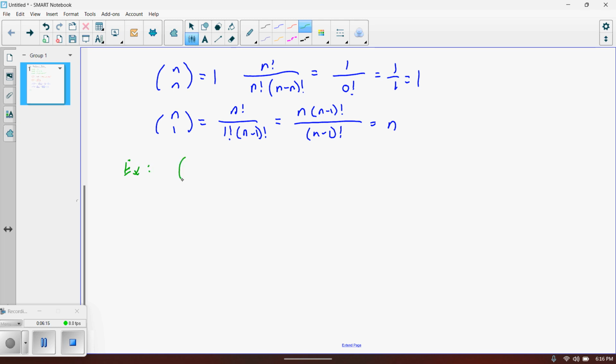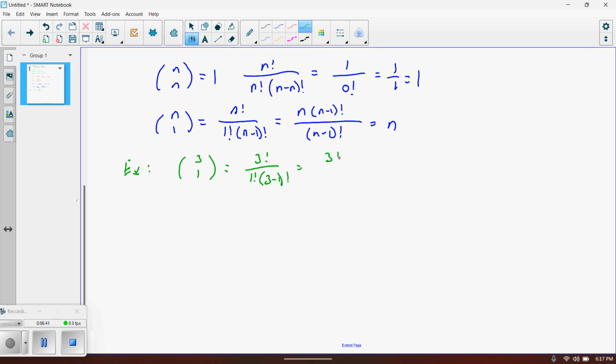So if I want to have 3 things taken one at a time, you would expect that this answer should be 3, because if I've got 3 things, I take one out at a time, 1, 2, 3, I've got an answer of 3 because I've taken 3 things out one at a time. So it should be 3 factorial divided by 1 factorial multiplied by 3 minus 1 factorial.